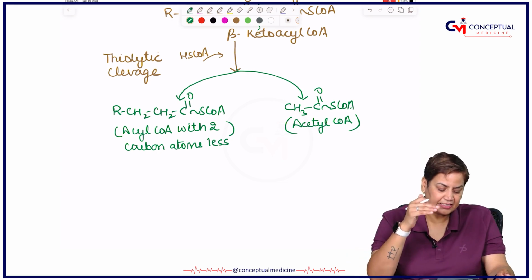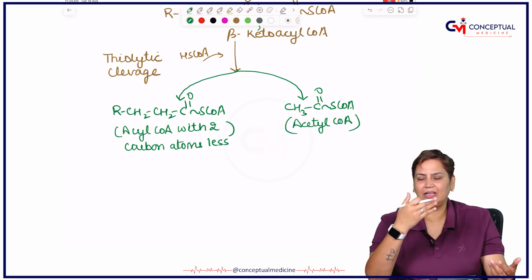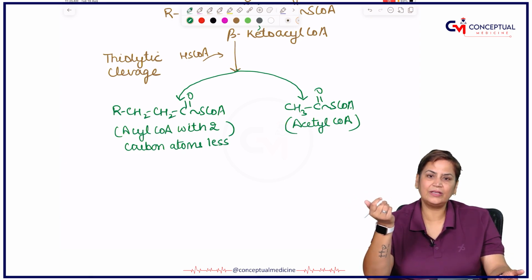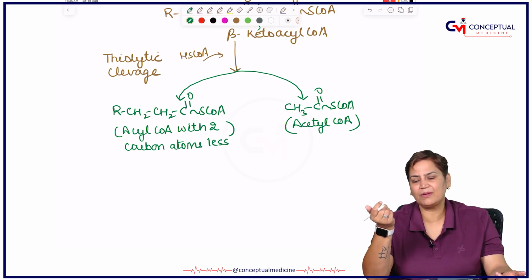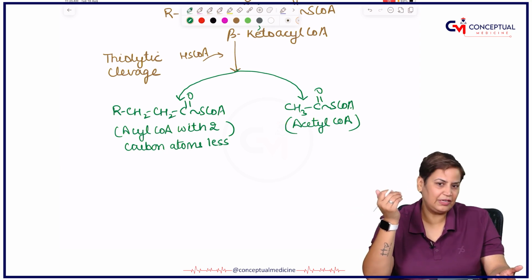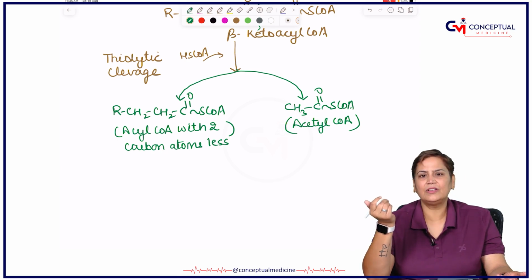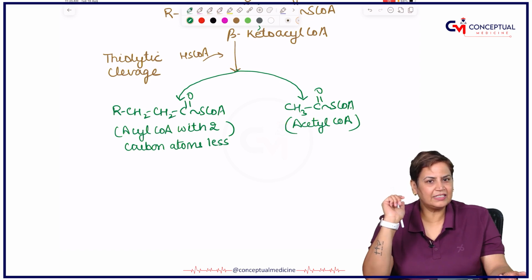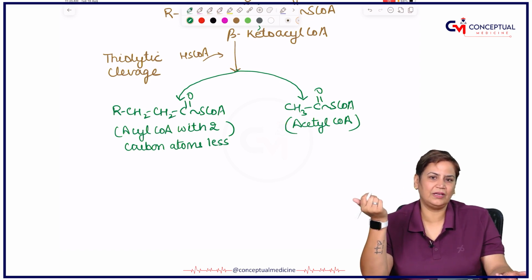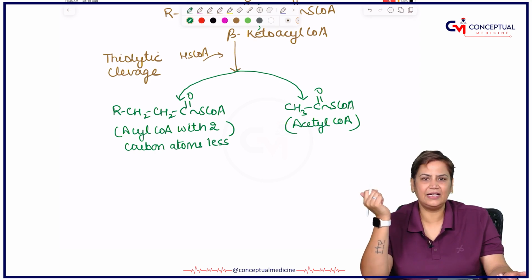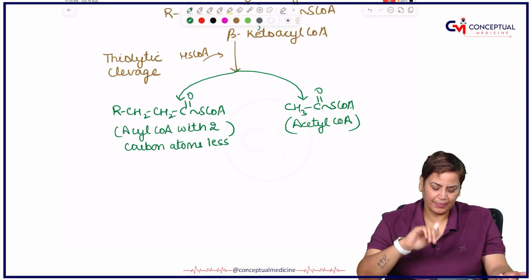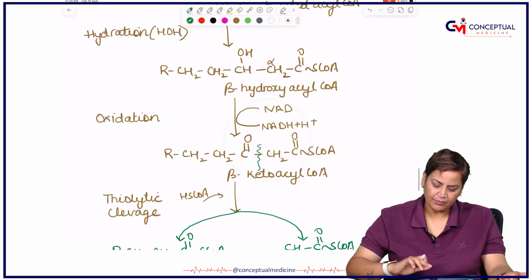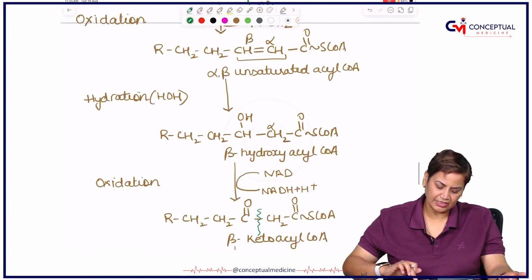Right. And this is how the cycle will keep on going unless and until we get either acetyl coenzyme A, or propionyl coenzyme A plus acetyl coenzyme A. Because if even chain fatty acids are there, obviously the end product has to be even carbon atoms. But if odd chain fatty acids are there, the last molecule has to be an odd chain, and the rest will be acetyl coenzyme A only. Okay, so this is how the process of beta oxidation takes place.